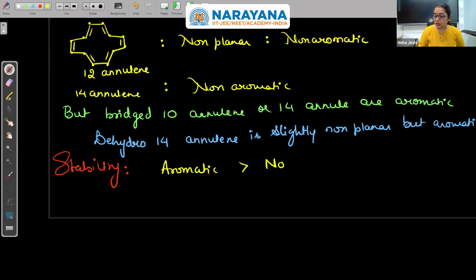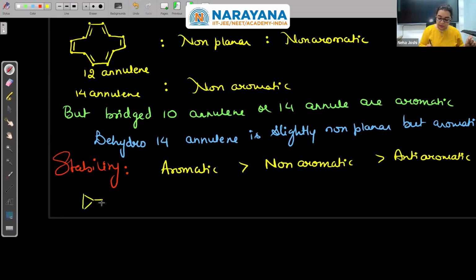Then comes the non-aromatic. And then comes the anti-aromatic. That is how the order is. If in any reaction, a compound is going from anti-aromatic or non-aromatic to aromatic, the reaction will be very, very favorable. But if something is going from aromatic or non-aromatic to anti-aromatic, you will say, no, this reaction will not take place. Is that clear? Let me take one example.